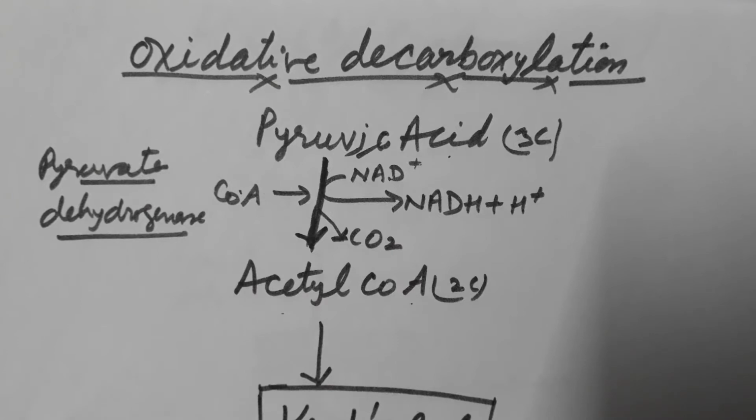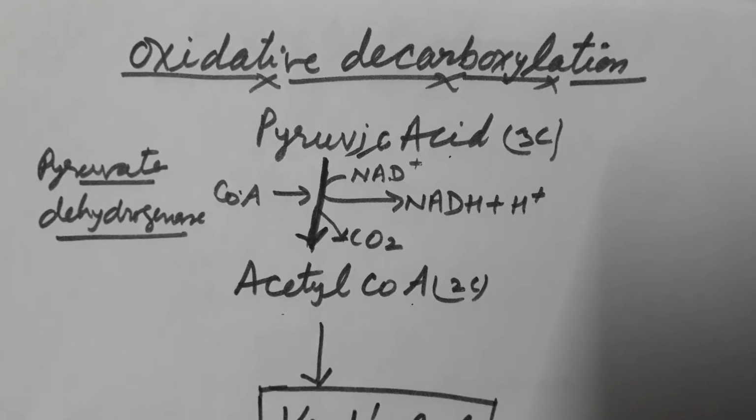Students, in the previous video we discussed the process of glycolysis, which is a common step in both aerobic and anaerobic respiration. Here we are going to discuss the second step of aerobic respiration. After glycolysis, glucose is converted into 2 molecules of pyruvic acid. This process is carried out in the cytoplasm of the cell.